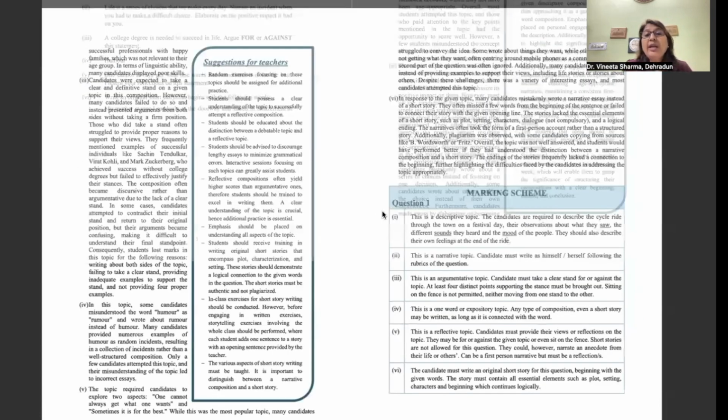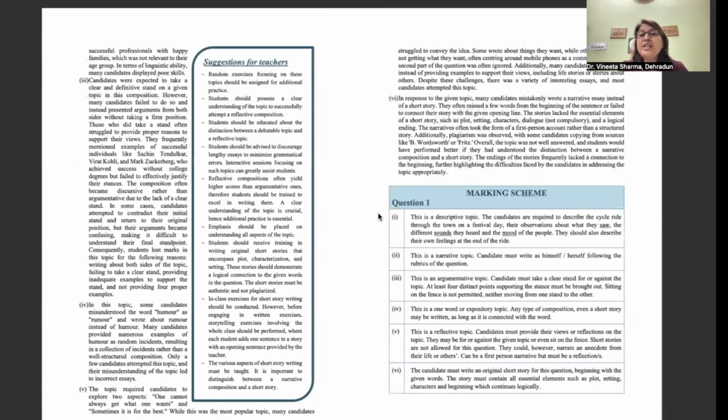Okay, now see, in response to the given topic, many candidates mistakenly wrote a narrative essay instead of a short story. Now, what is the difference between a narrative essay and a short story? In the narrative essay, I is the center. If you are writing a narration, you are the center. The whole story revolves around you. But in a short story, you cannot be the center. You can be one of the characters, but you cannot be the center of the story.